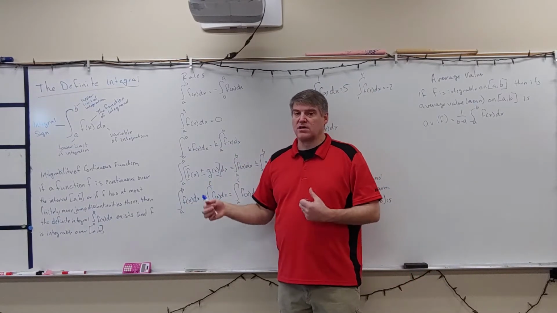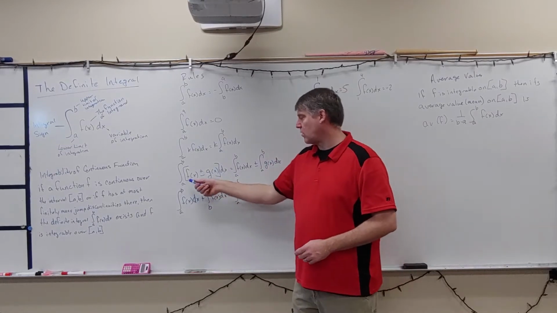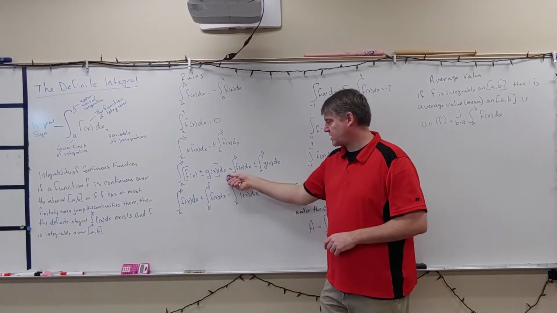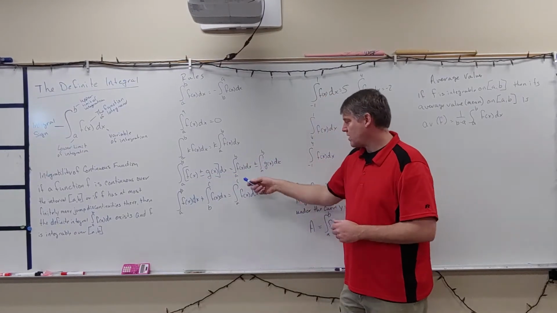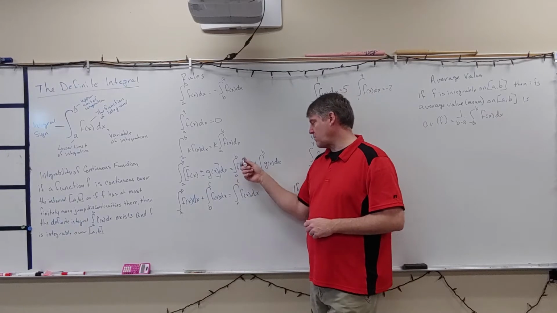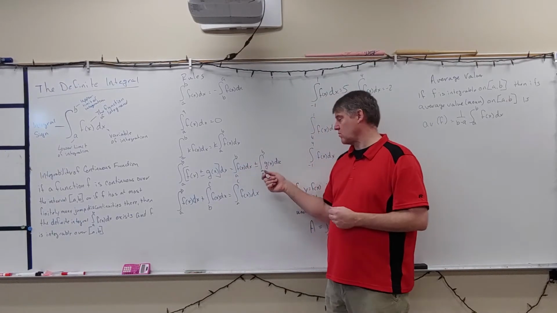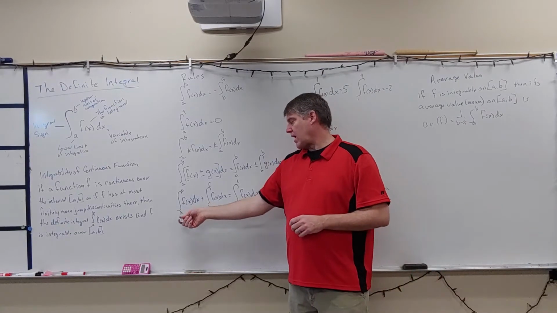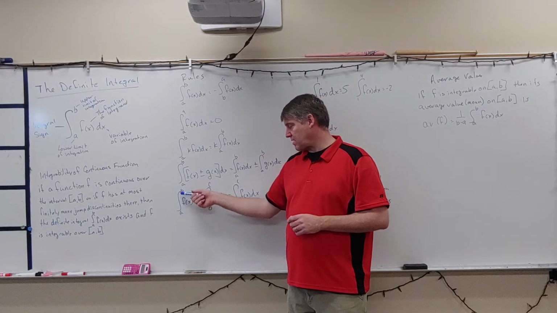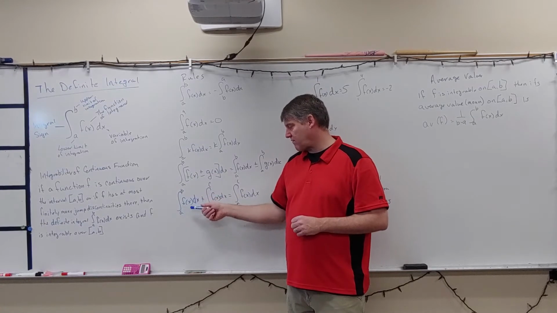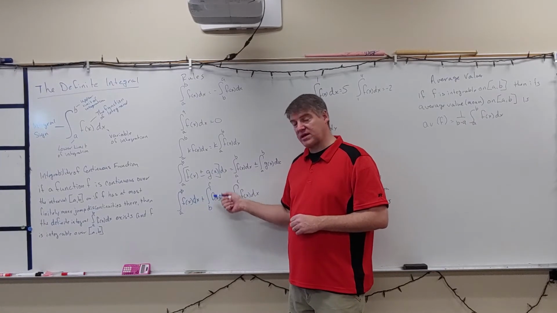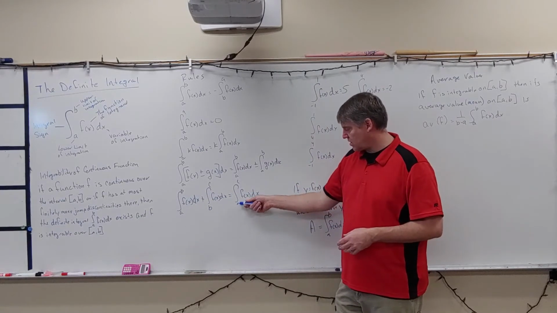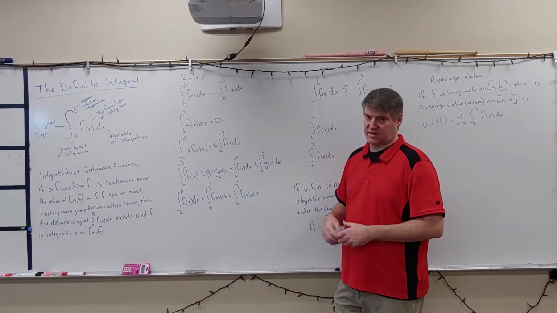Sum and difference. If I have the sum or difference in the integral from a to b of f of x plus or minus g of x dx, I can break that up. So the integral of a to b of f of x dx plus or minus the integral of a to b of g of x dx. Now, if I go from a to b of f of x dx, and then I go from b to c of f of x dx, I can actually combine those into the integral of a to c of f of x dx.